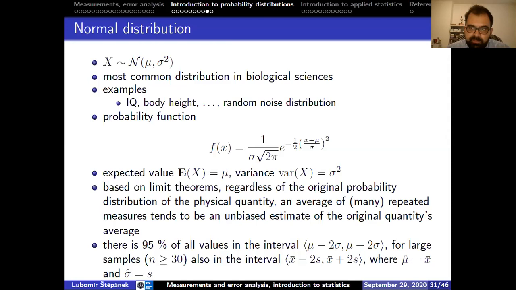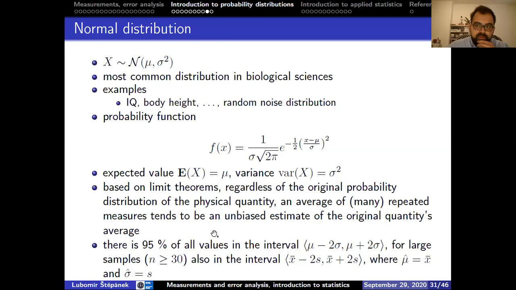So taking the average of your sample readings is still okay to use as an estimate of the true average, or best estimate of the true value of your quantity. So it still holds that in the interval of average plus minus two standard deviations, there should be around 95% of all values.